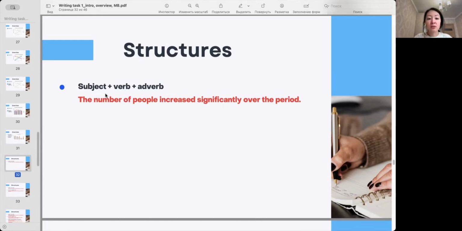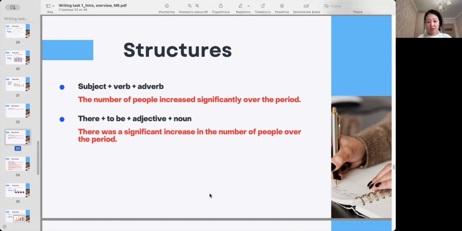Pay attention. First, we write what, then what happened, and only then how it happened. A very common mistake of a lot of people is to use another structure, like the number of people significantly increased or dramatically decreased. In academic writing, it's better to put the verb and to use the adverb afterwards.